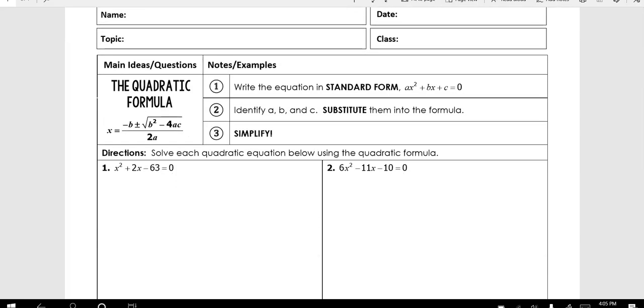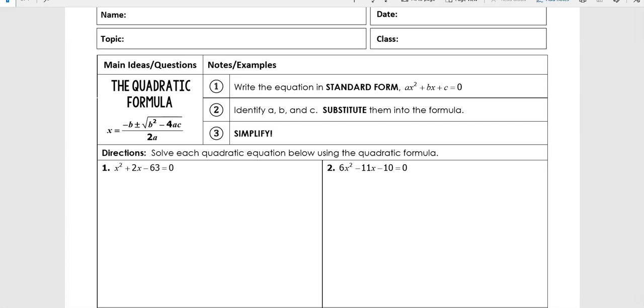All right, so the first thing we have here is the quadratic formula written out for you. The formula is just x is equal to the opposite of b plus or minus the square root of b squared minus 4ac all over 2a.